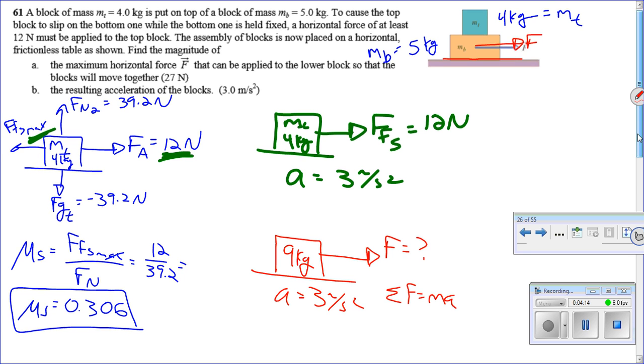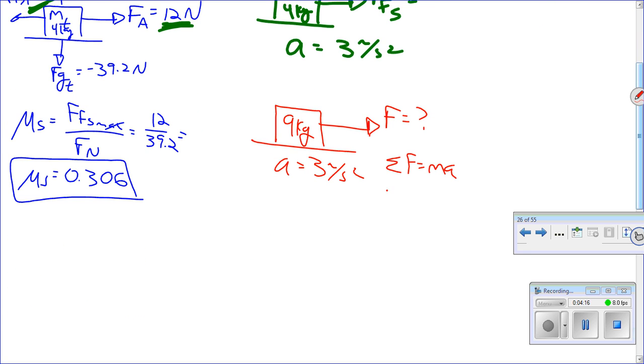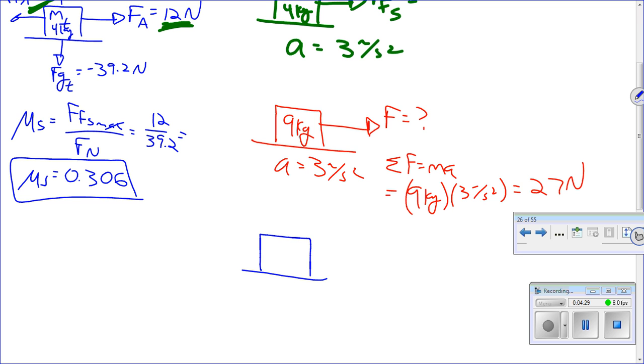So that force is moving 9 kilograms worth of mass at an acceleration of 3 meters per second squared, so 27 newtons. Now, the other way you can do it, and this is harder, but it's worth understanding, is this: let's just look at the bottom block. So here's the mass of the bottom block, it's 5 kilograms. We know that we want this thing to accelerate at 3 meters per second squared, and the question is, how much force can we put on it?